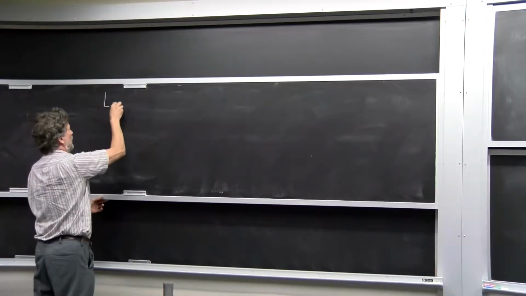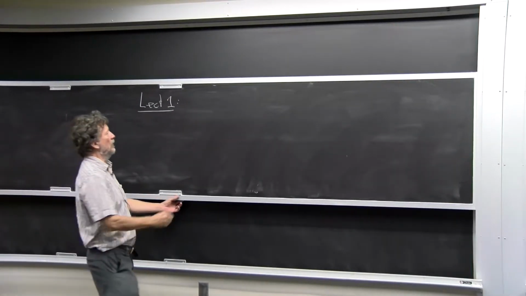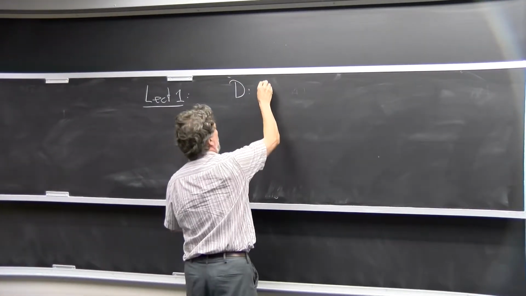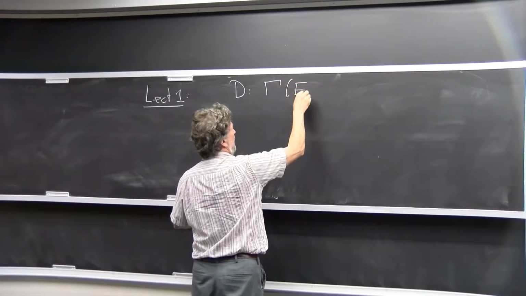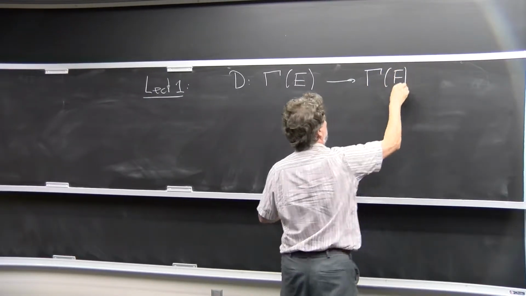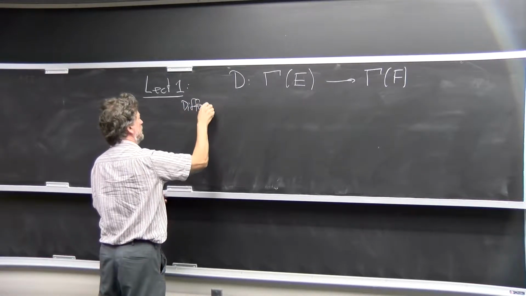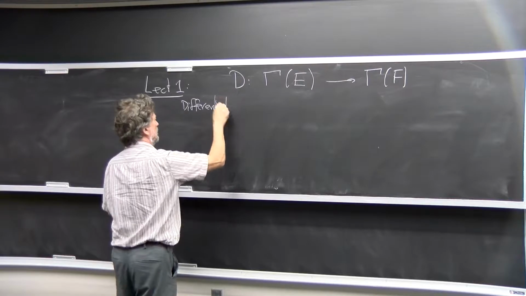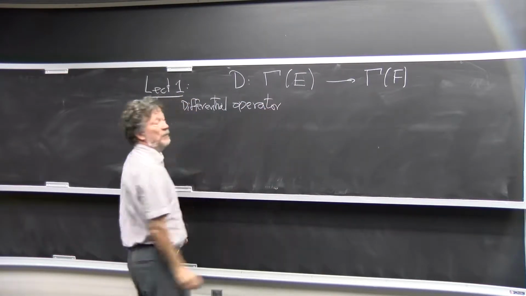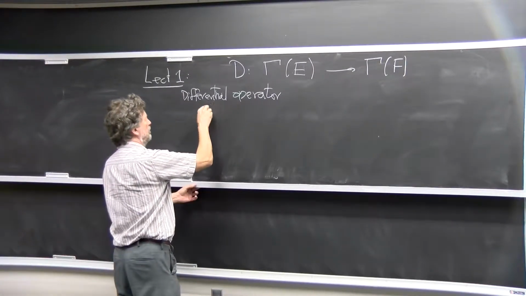So in the first lecture, we talked about elliptic operators or differential operators. So let's say D is a differential operator from the sections of some vector bundle E into the sections of some vector bundle F. So this is a differential operator. And we talked about the principal symbol of such a differential operator.